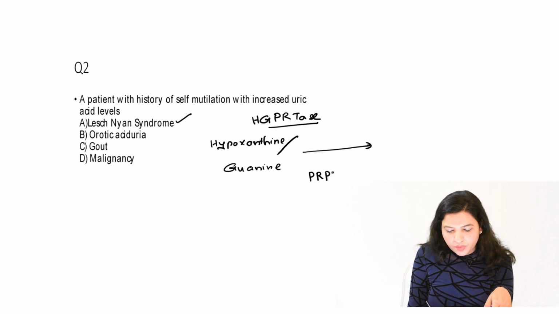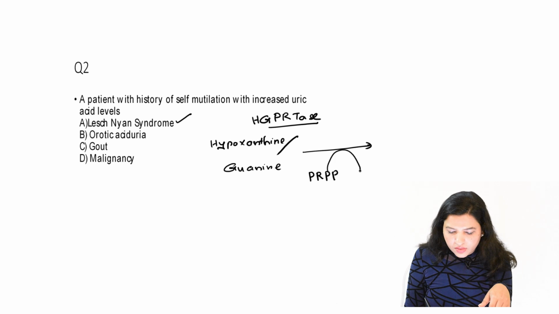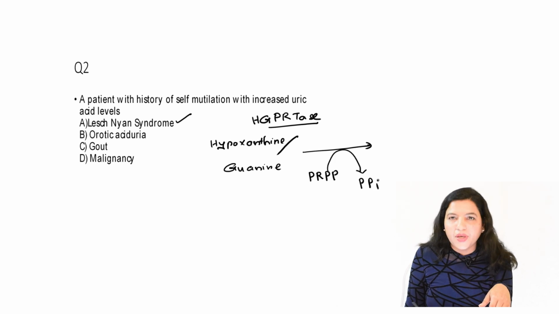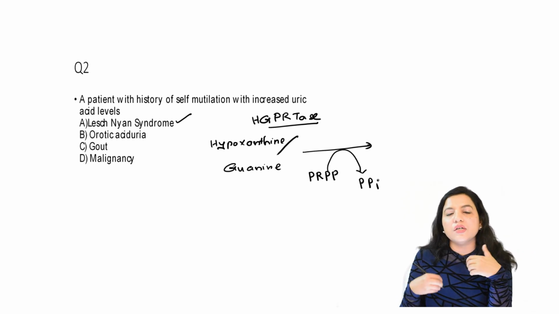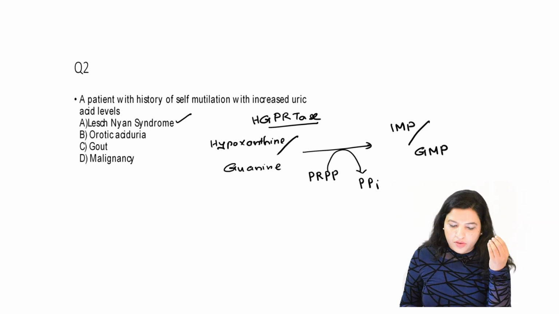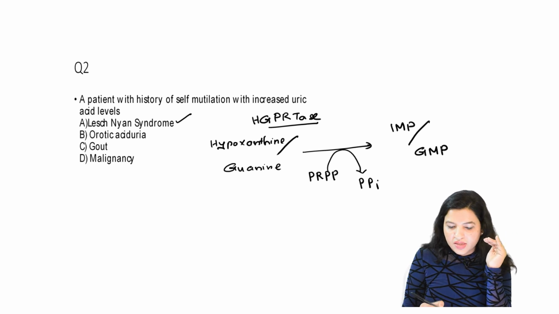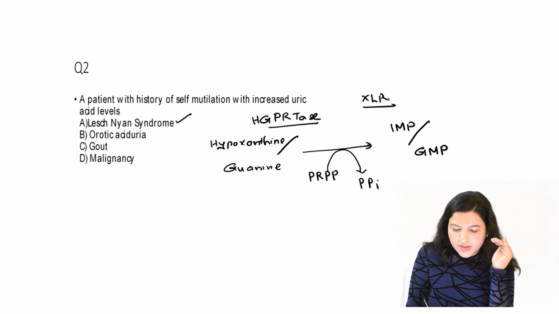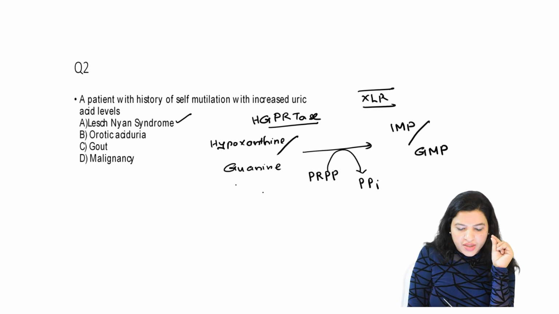We know the phosphoribosyl pyrophosphate is the donor for the ribose and the phosphate. Then this will become the pyrophosphate, and hypoxanthine, by receiving the ribose and the phosphate, is becoming a nucleotide, and that is inosine monophosphate, and on the other side this is guanosine monophosphate. Okay, so this enzyme is deficient in Lesch-Nyhan syndrome, and it is an X-linked recessive disorder.